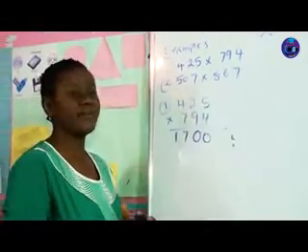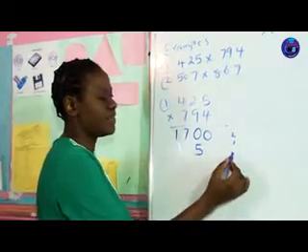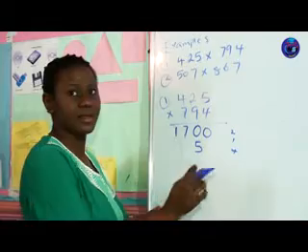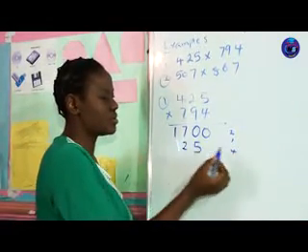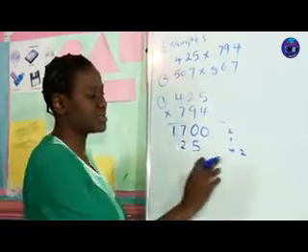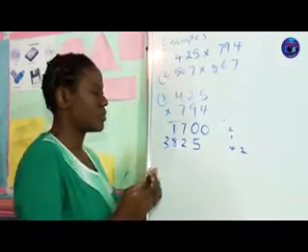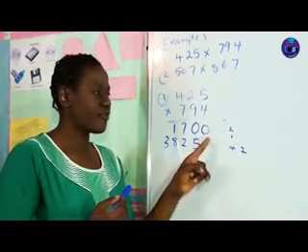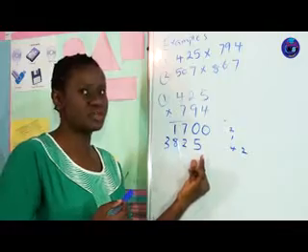9 times 5, 45. Write down 5 and lift 4. 9 times 2, 18. 18 plus 4, 22. Write down 2 and lift 2. 9 times 4, 36. 36 plus 2, 38. Observe, I didn't start writing the 5 from the same end as this 0. I move a digit.